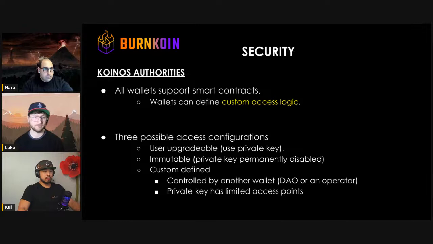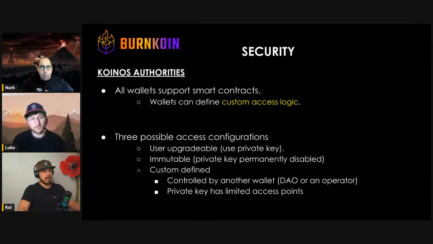And so there's three principal ways you can define the access to a particular smart contract. It is either user upgradable, so the user can use their private key to commit an upgrade. You would not need anybody's vote. As long as you have the private key, you can always swap the contract out. You also have an immutable system, very similar to Ethereum, where the private key here is disabled. Instead of not existing as on Ethereum, it's just disabled on Koinos.